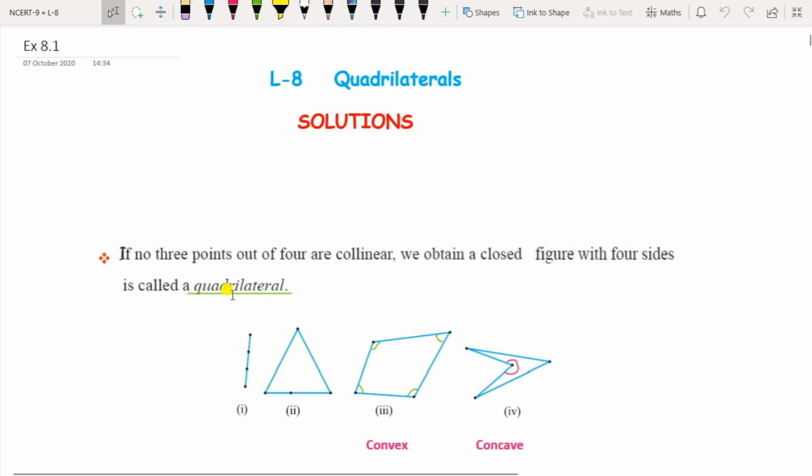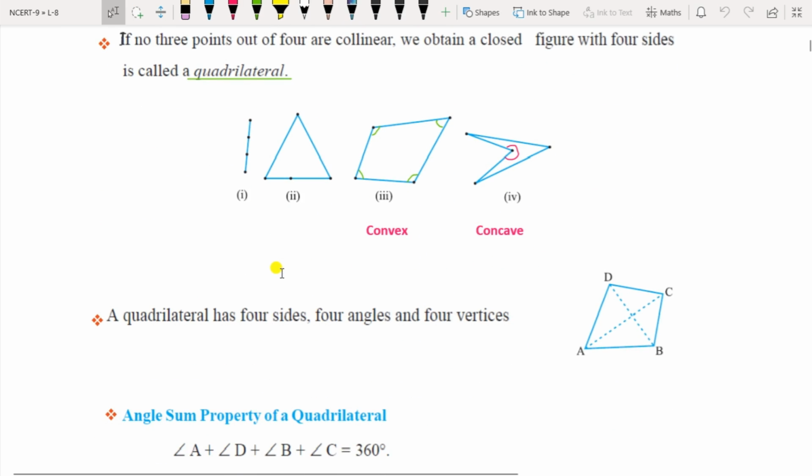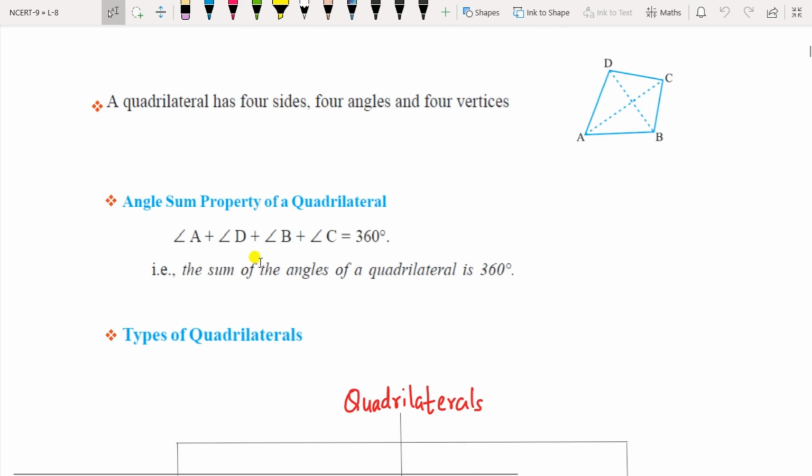The definition of a quadrilateral is: if no 3 points out of 4 are collinear, we obtain a closed figure with 4 sides, called a quadrilateral. So a quadrilateral has 4 sides, 4 angles and 4 vertices. The angle sum property of a quadrilateral is that the sum of all the angles of the quadrilateral is equal to 360 degrees. There are different types of quadrilaterals.